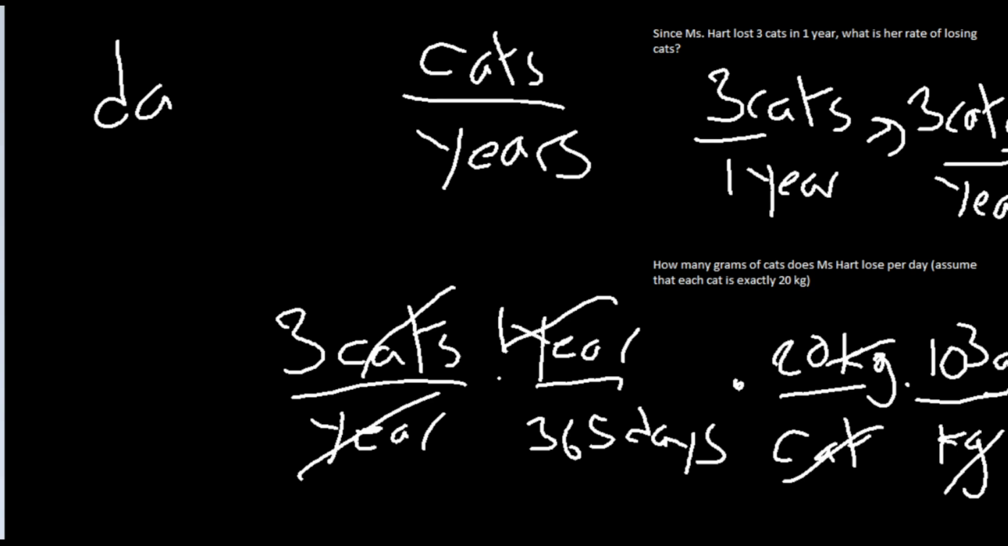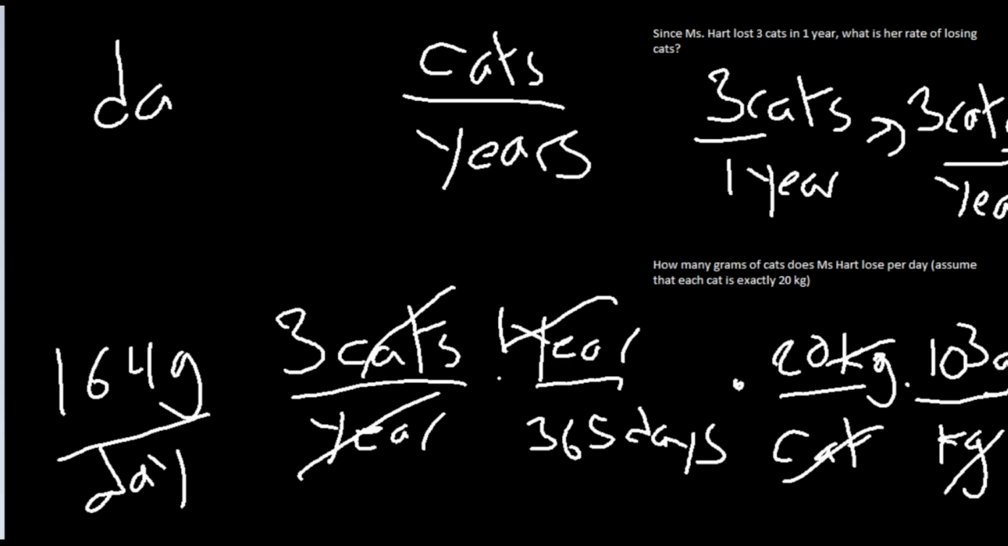So then, let me get my calculator. 3 times 20 times 10 to the third divided by 365. So, Ms. Hart loses 164 grams of cat per day. Interesting. So, that is my quote-unquote practical examples. I will be going into actual chemical examples in just a second.